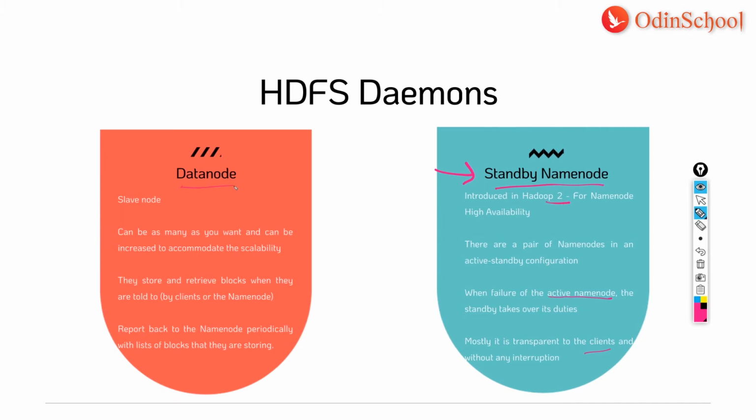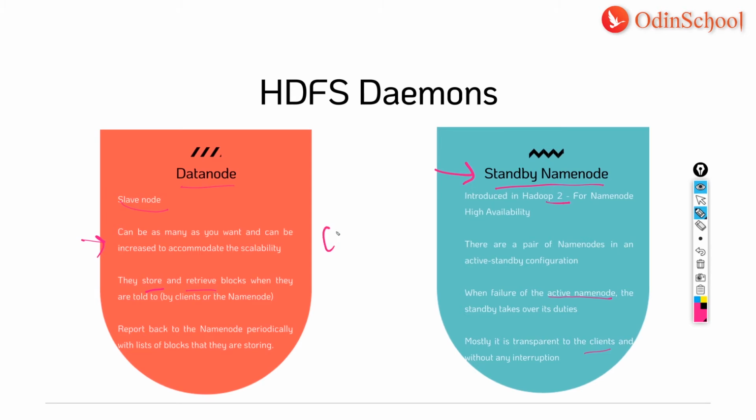And the slaves are nothing but data nodes. Data nodes can be as many as you want, depending upon the data you want to store in your HDFS, and they are slaves in this architecture. So as I told you, there can be as many as you want, and they can be increased to make your system horizontally scalable. They store the blocks and also retrieve them whenever they are told to by the client itself.